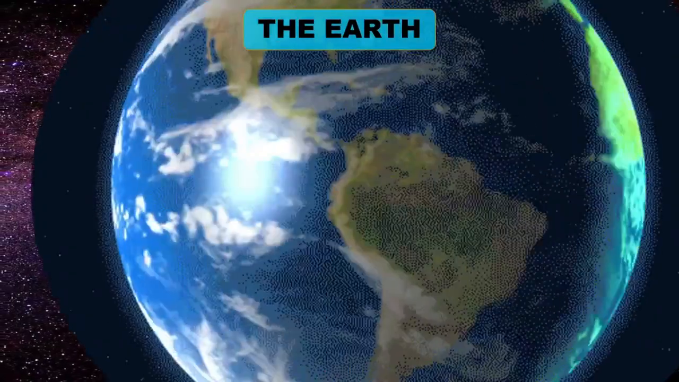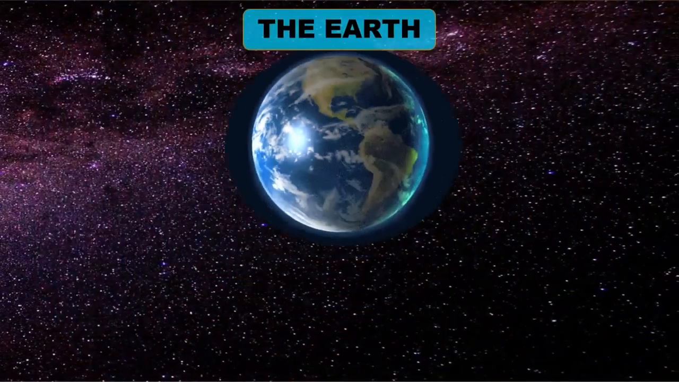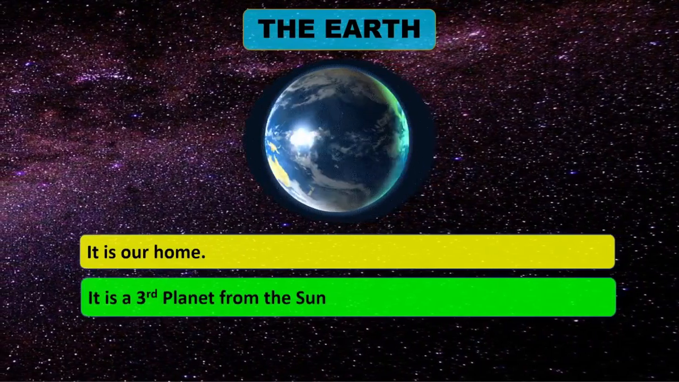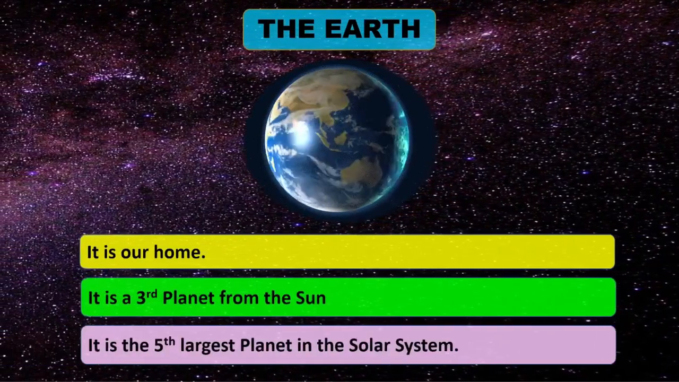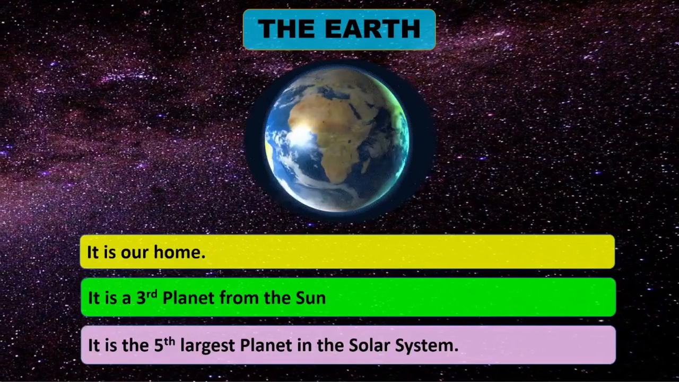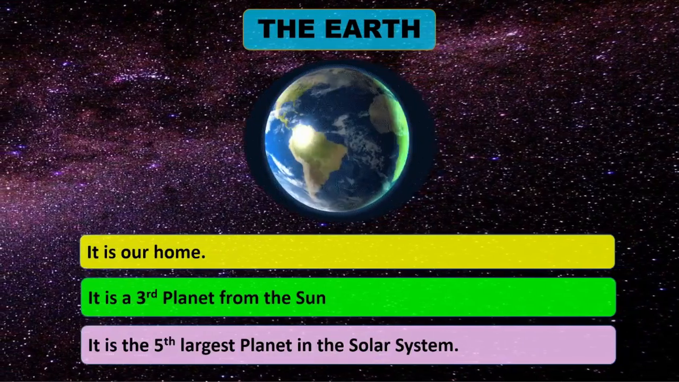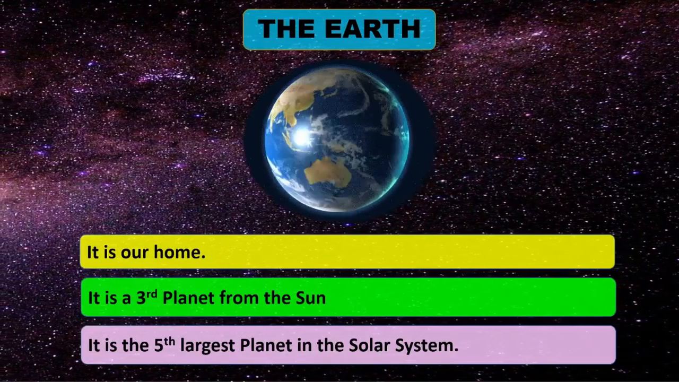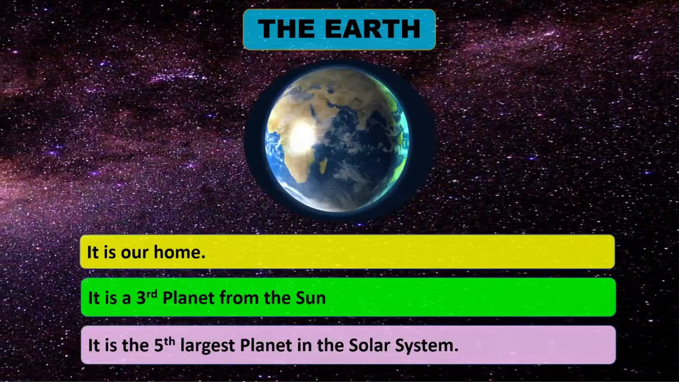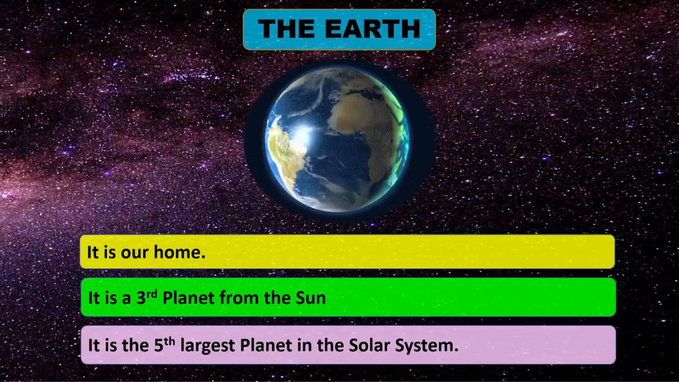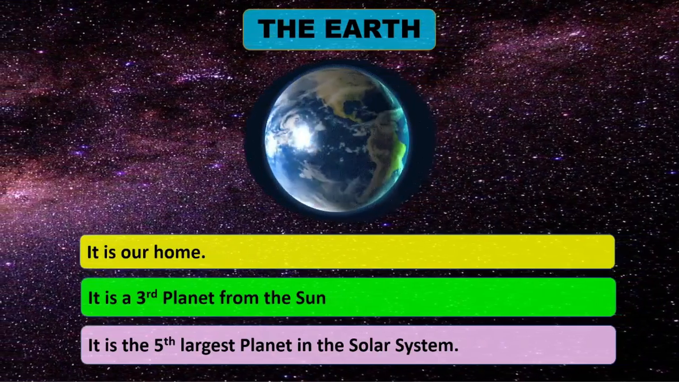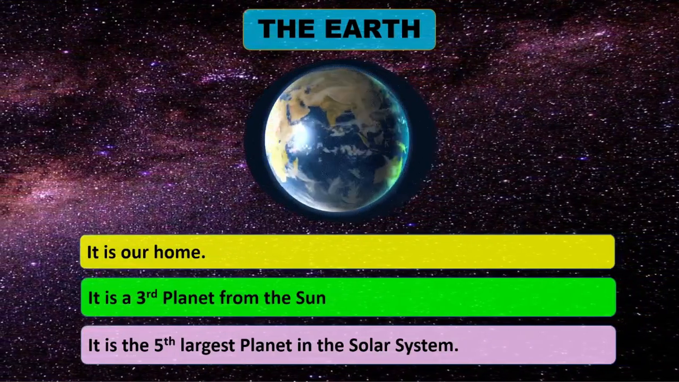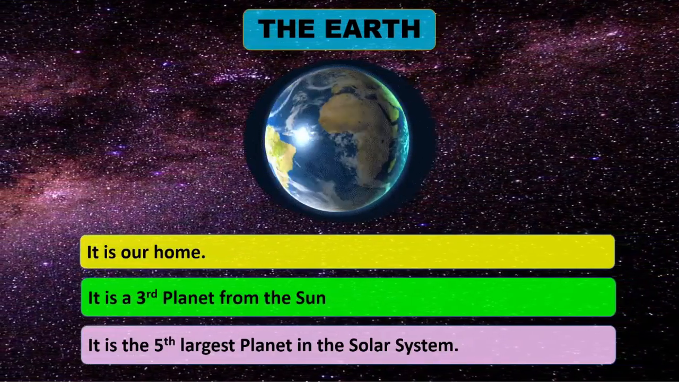The earth. Earth is our home. It is the third planet from the sun. It is the only planet known to have life on it. Earth is the fifth largest planet in the solar system. Earth's gravity interacts with other objects in space, especially the sun and the moon.